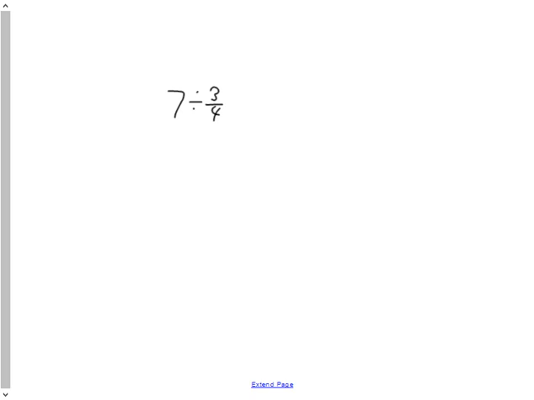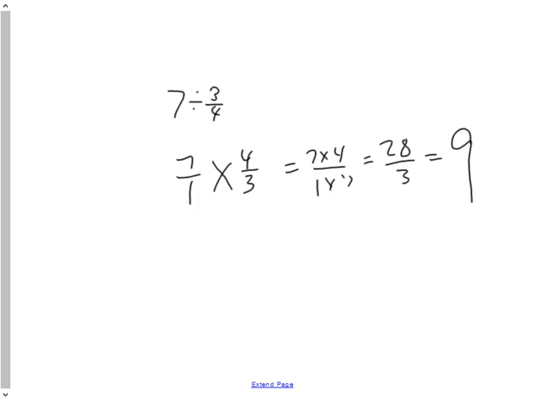7 divided by 3/4 is a variation of a question that some people get stuck on, but 7 is 7 over 1 multiplied by the reciprocal of 3/4 would be 28 over 3, which is 9 and 1/3, because 9 times 3 is 27, and 1 left over to make 28.